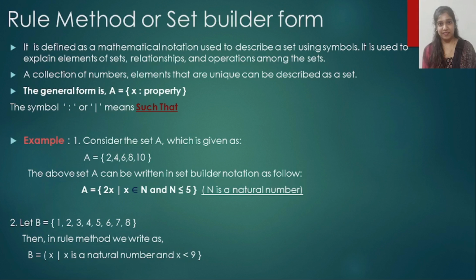Let us solve one more example. If B equals {January, March, May, July, August, October and December}, write this in rule method. Very good, children. Keep it up.